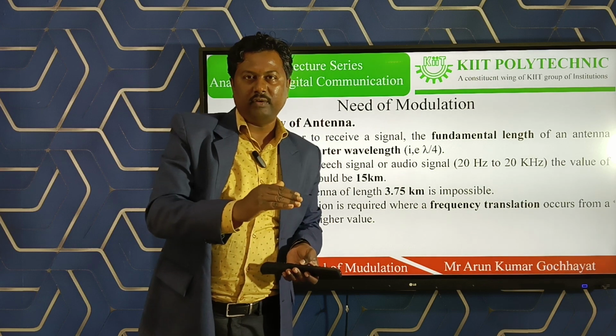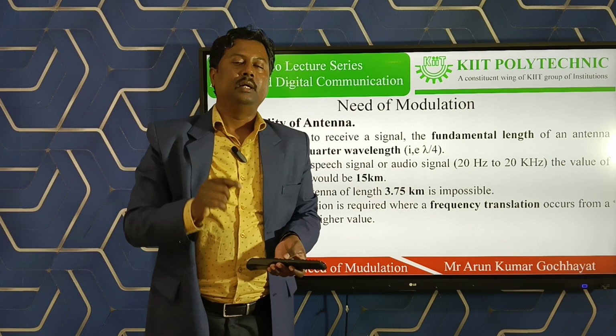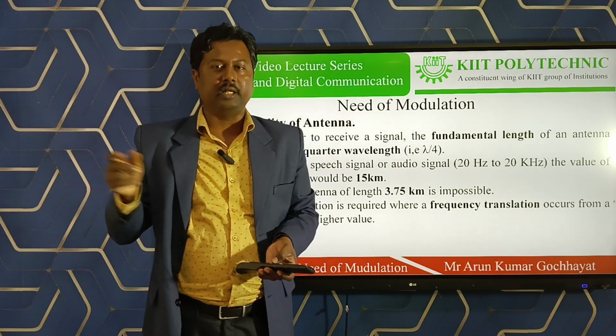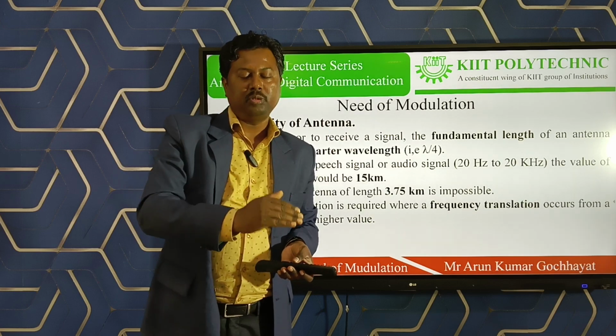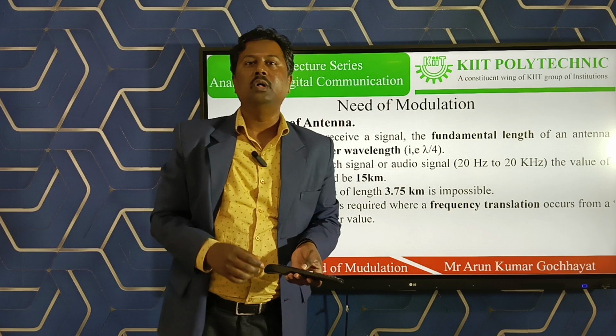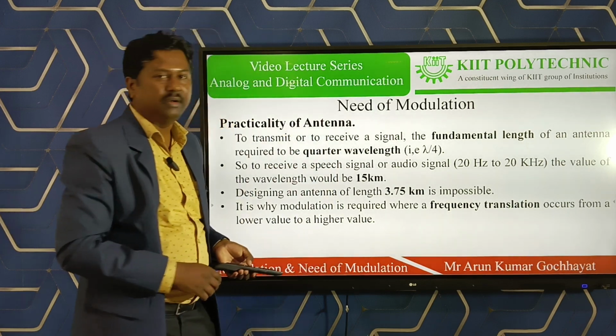For the lower frequency value, the wavelength becomes around 15 kilometer and the length of the antenna becomes around 3.75 kilometer. If the frequency is increased from a lower value to a higher value, the length is reduced from 3.75 kilometer to a practicable, feasible value.